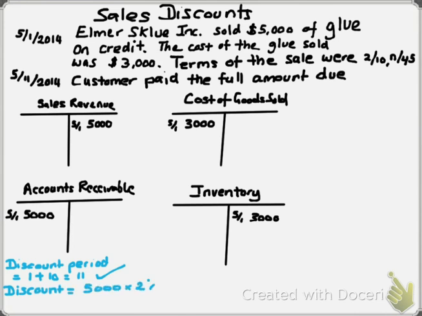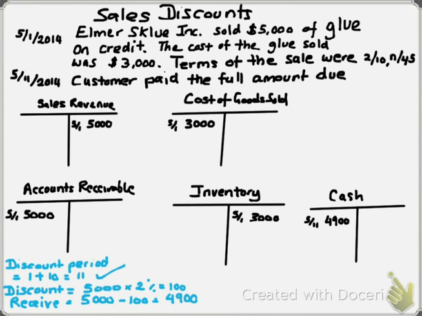Now let's calculate the discount. The discount is $5,000, which is our selling price, multiplied by the discount, which is 2%. They get a $100 discount. If they get a $100 discount, when they settle the amount in full, how much are they paying us? They're paying us the $5,000 that they owe minus $100, or $4,900. Now let's go and see how we would record this. We know that when they pay, they're going to pay us cash. So we are going to receive cash of $4,900, which means we're going to debit cash $4,900.